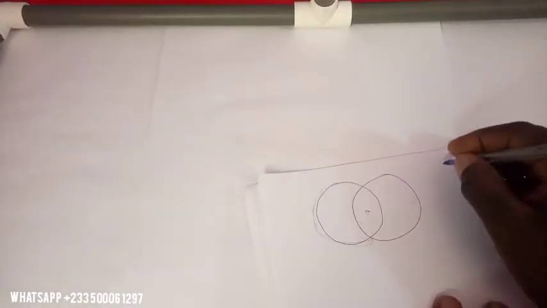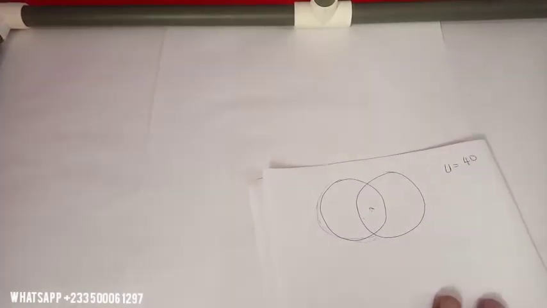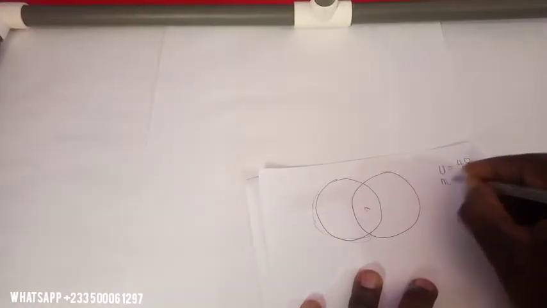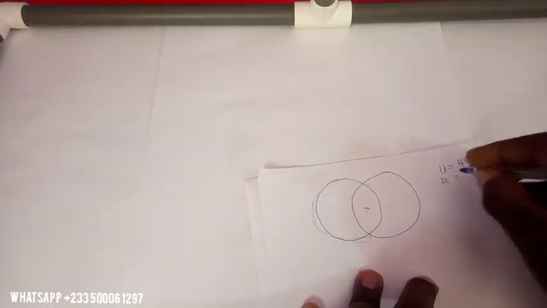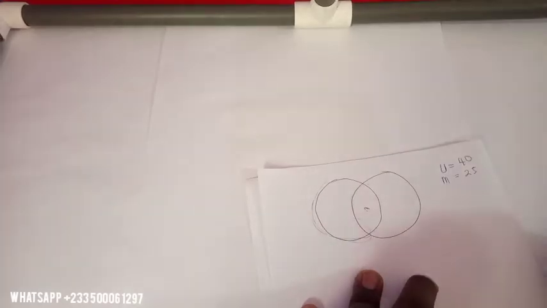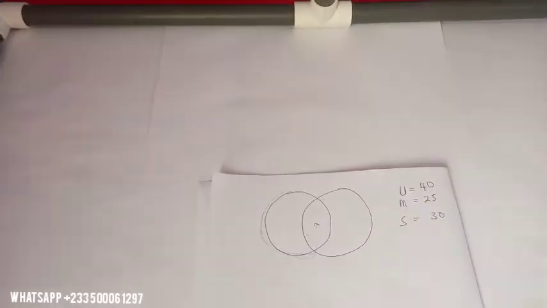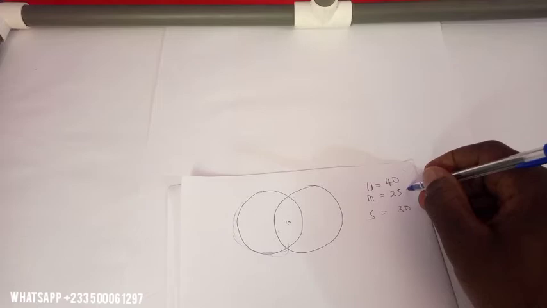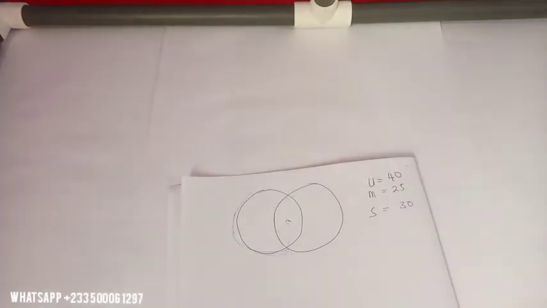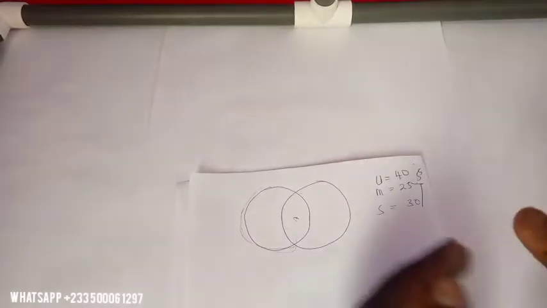In a class there are 40 students. That's the number of students we have in the class, 40 students. Let's say the number of students who pass maths is 25, and the number of students who pass science is 30. Now, the number of students in the class is 40, but 25 pass maths and 30 pass science. If we add these two, we get 55. Is it not more than the number of students in the class?